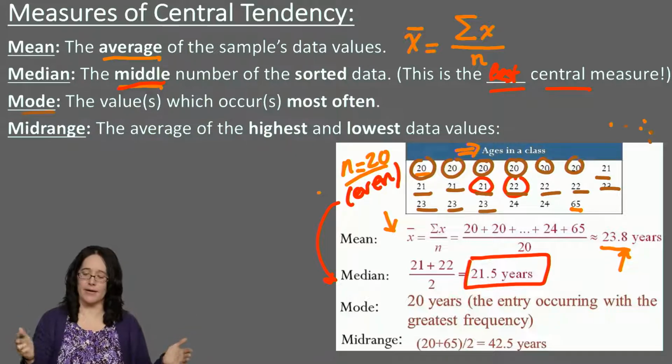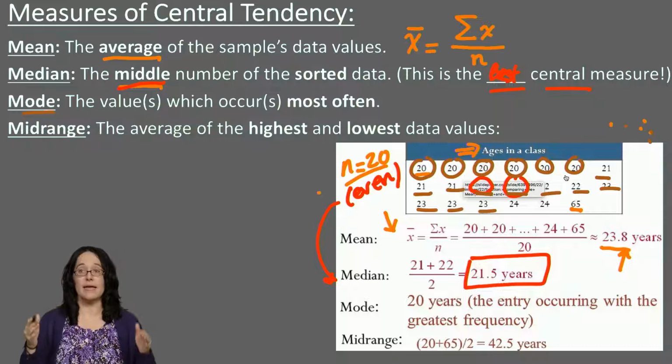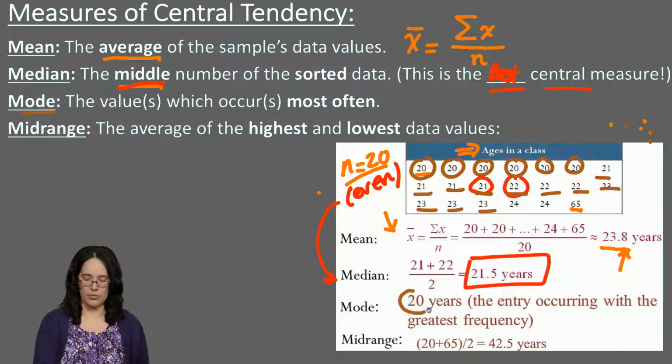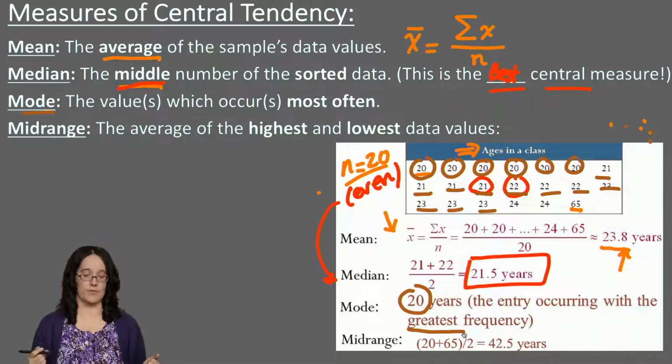Now, there could be a tie. Notice in this case, 20 appeared 1, 2, 3, 4, 5, 6 times. If, let's say, the number 23 also appeared 6 times and no one else had more appearances, then they would both be considered modes. We'd say that we have a bimodal data set. But in this case, we only have one that appears the most, and that would be 20 years old. So it's occurring most frequently, or with the greatest frequency.